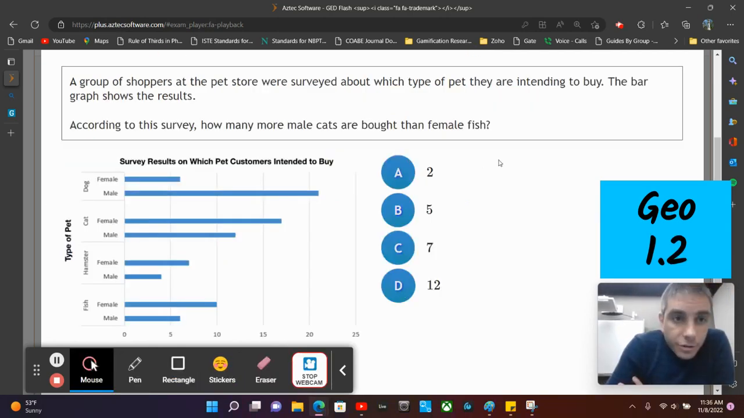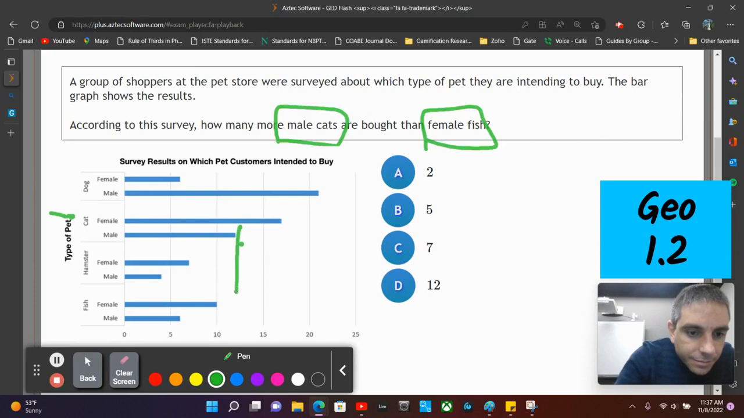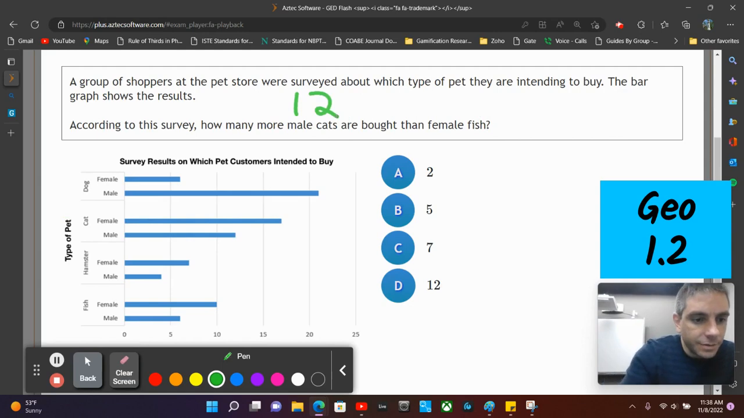A group of shoppers at the pet store were surveyed about which type of pet they are intending to buy. The bar graph shows the results. According to this survey, how many more male cats are bought than female fish? Okay, so once again, another question that is not specifically geometry related. Okay, so let's get a good idea here of the number of male cats first. Looking at cats, male right here, probably a little bit less than halfway, I would say 12. Okay, now for female fish, we've got female is exactly at 10. 12 minus 10 is, of course, 2.